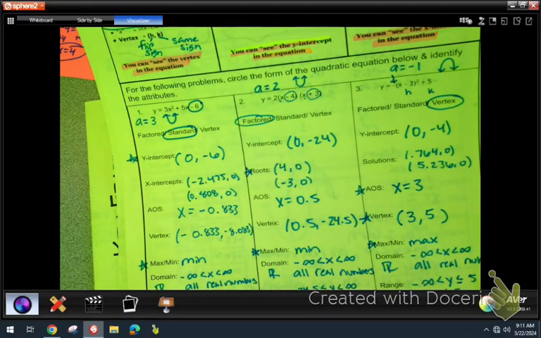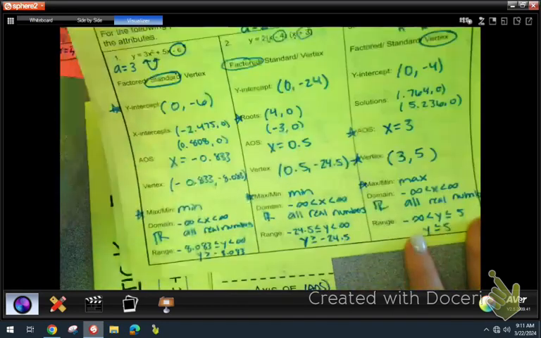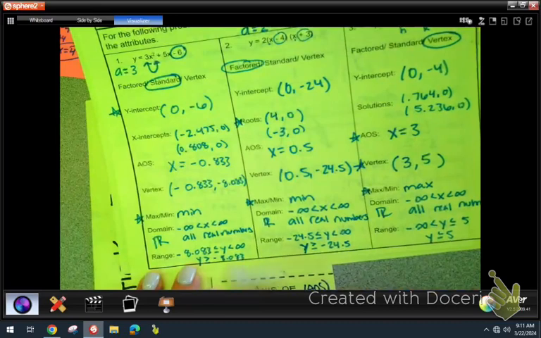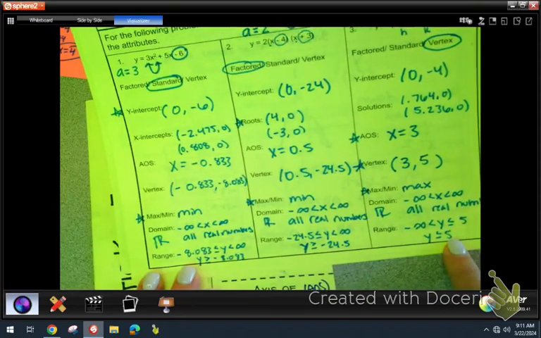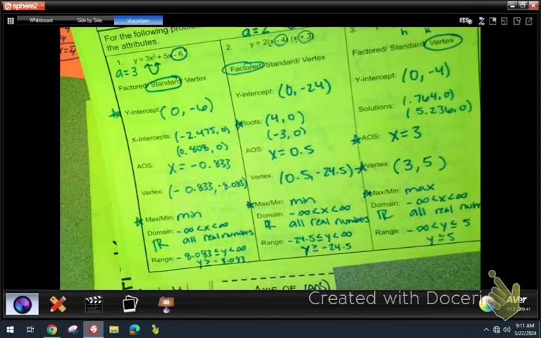I think we have a question on your review. It's an old STAAR question that we'll do together where it is a story, and so that's not your domain, but it's not very common that we see that. Most of the time your domain is going to be all real numbers. Your range, however, will never be all real numbers. There's always going to be a boundary. Where does that y value in your boundary come from? The y value of the vertex.